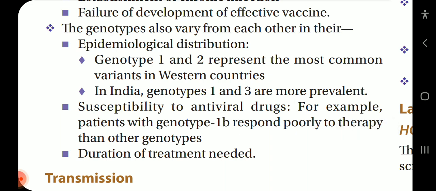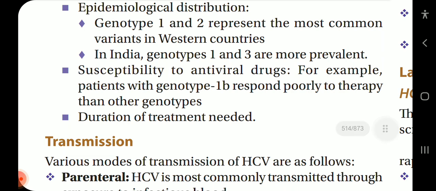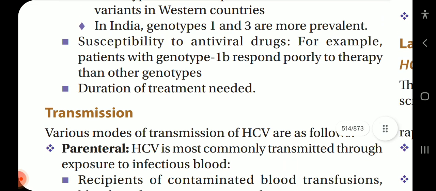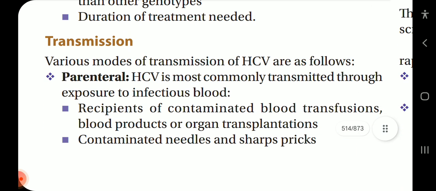The genotypes also vary from each other in their epidemiological distribution. Genotypes 1 and 2 represent the most common variants in Western countries. In India, genotypes 1 and 3 are more prevalent. They also differ in susceptibility to antiviral agents. For example, patients with genotype 1b respond poorly to therapy than other genotypes, and also in the duration of the treatment needed.